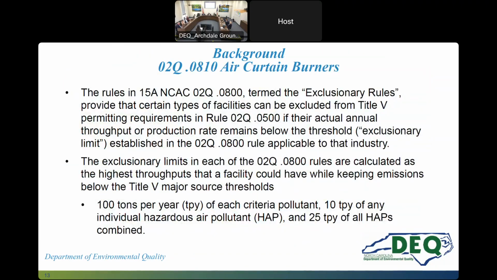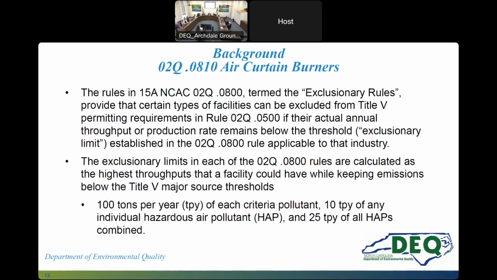So we are also amending 02Q .0810, air curtain burners. These rules, the .0800 rules, are termed the exclusionary rules, provided that certain types of facilities can be excluded from Title V permitting requirements in Rule 02Q .0500 if their actual annual throughput or production rate remains below the threshold or exclusionary limit established in the 02Q .0800 rule applicable to that industry.